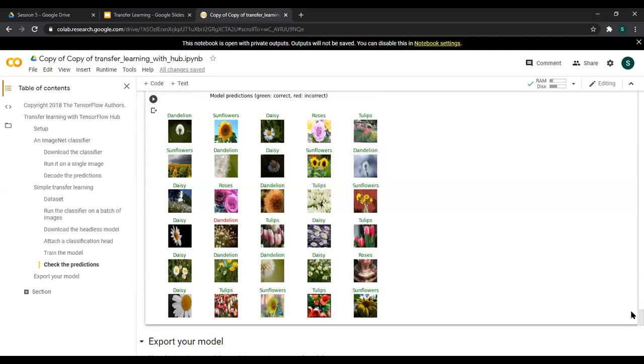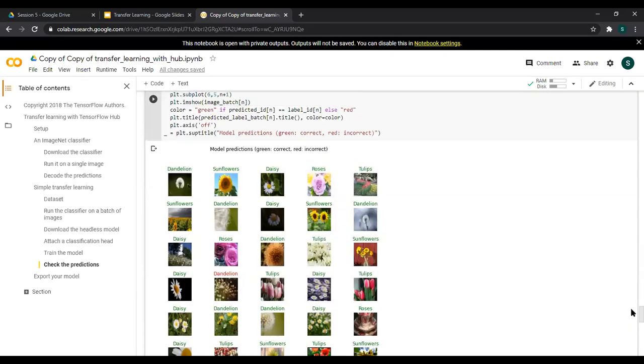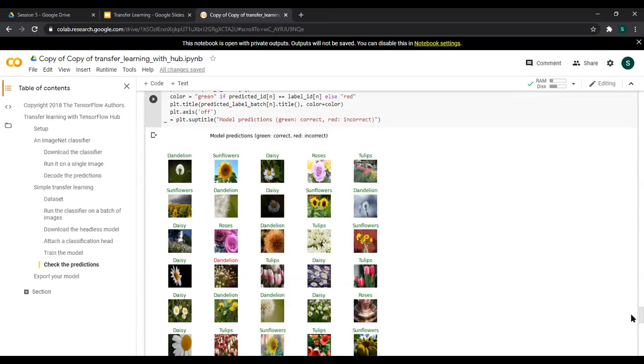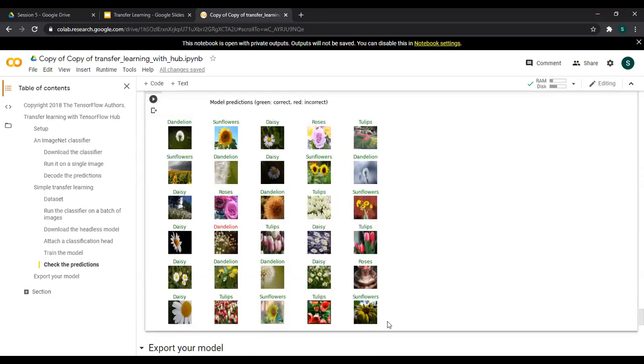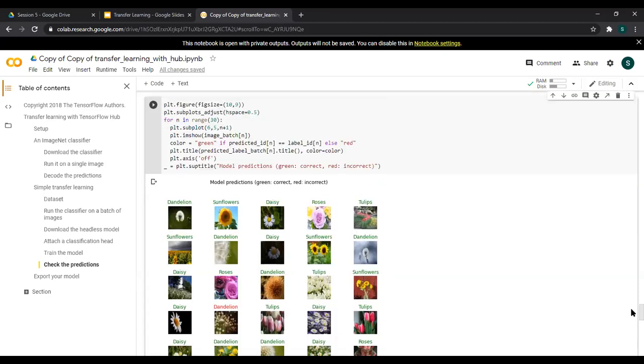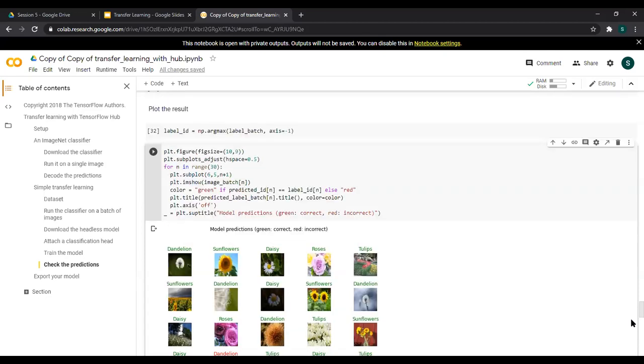Okay, now this is a really good accuracy for this data set. It's only predicted one thing wrong. This is not the dandelion. But other than that, it's predicted everything correctly. So that's great for this model.